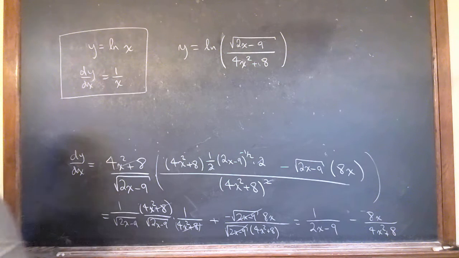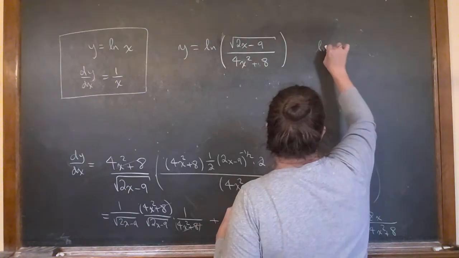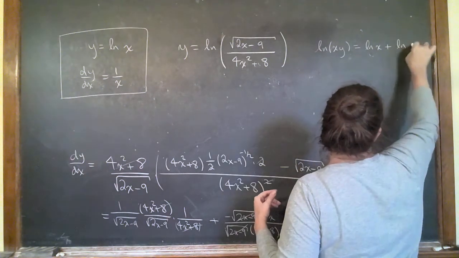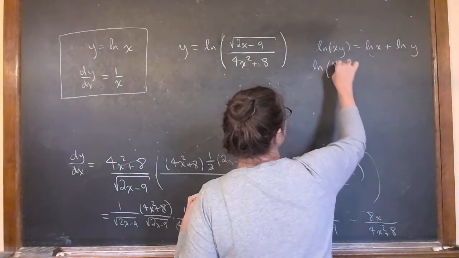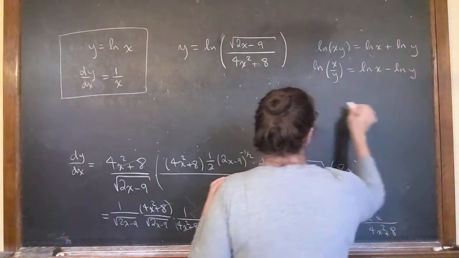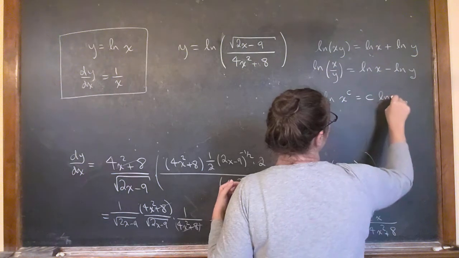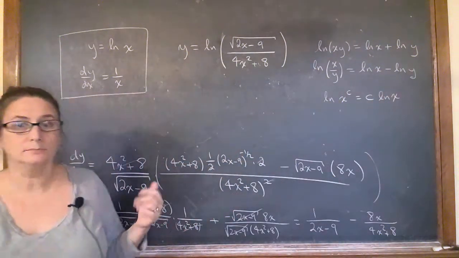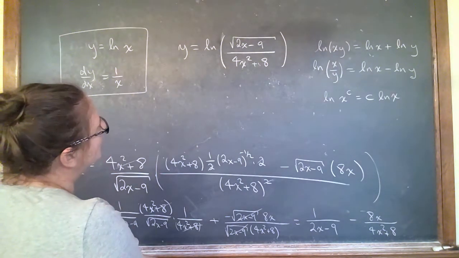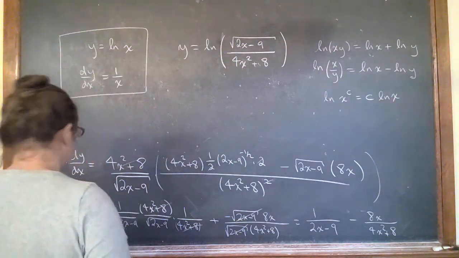Sometimes you can use properties of logs. So remember your properties of logs, right? Natural log of x times y is natural log of x plus natural log of y. Natural log of x divided by y is natural log of x minus natural log of y. And then if I have something to a power, x to the c, the c comes down in front. So you can use those in a situation like this.